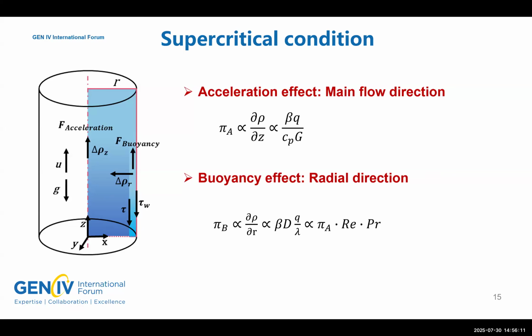And furthermore, the buoyancy effect can be characterized by the density gradients in the radial direction, and it can be expressed by Pi_b. And for simplicity, we simplified the expression with property parameters based on the bulk temperature. Therefore, the new dimensionless parameter expressed by the acceleration number, Reynolds number, and Prandtl number is called the buoyancy number.